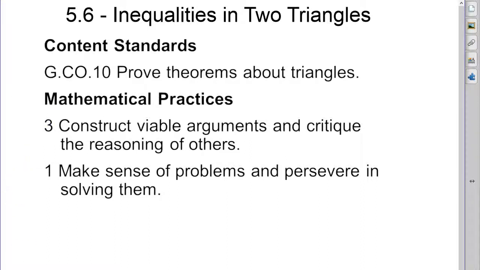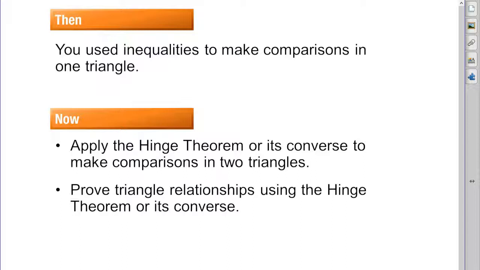So, first of all, we used inequalities to make comparisons within one triangle. We did that back in section 5.3, and we talked about the fact that the exterior angle is more than its two remote interior angles individually. We also talked about the bigger the opposite side, the bigger the opposite angle.